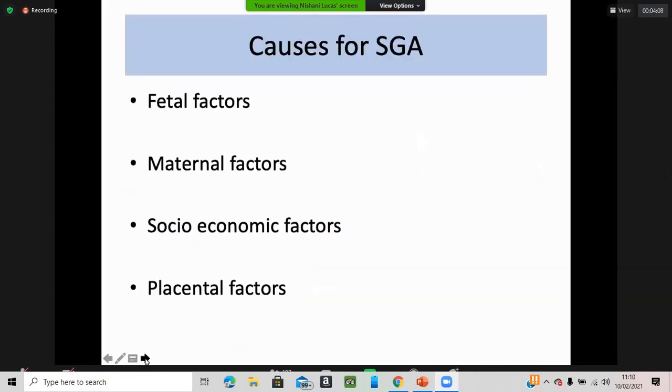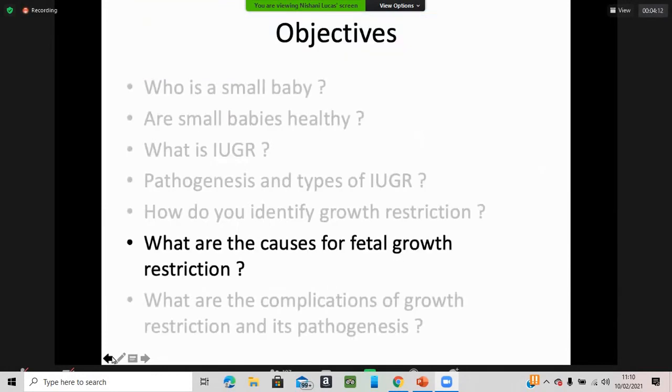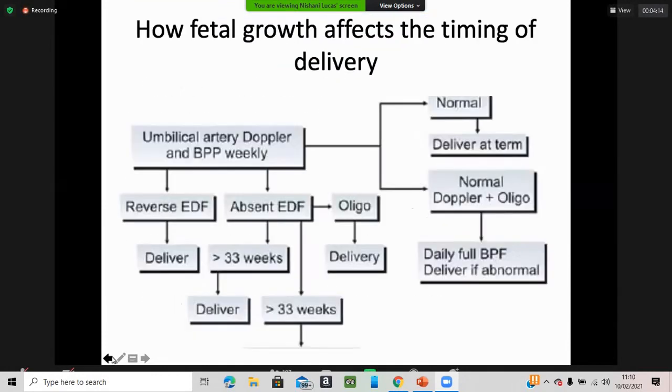Right. So now we come to... Madam, in the previous slide, it said that if it's more than 33 weeks, we deliver. I think there's something wrong with that. No, this should be less than 33, which I have also taken from somewhere else. Okay, thank you. So, madam, if it's less than 33 weeks?